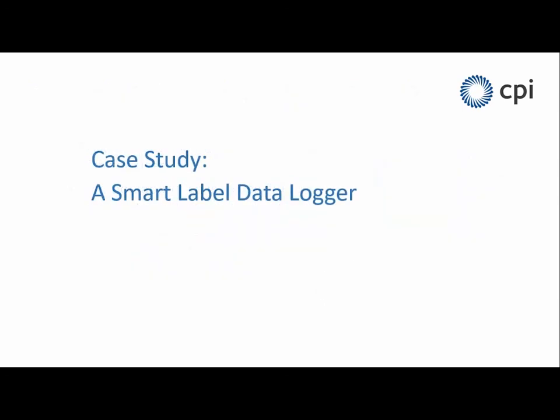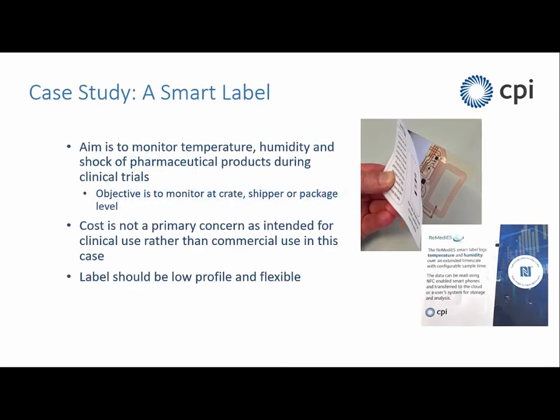So the final stage is to look at the smart label as a case study. The aim here was to produce a label that could monitor temperature and humidity of pharmaceuticals as they're shipped around, and particularly for clinical trials in this case. Cost was not a concern, which is a really nice thing to hear when you've got a product to design, because the drugs that are being shipped can be hundreds of dollars a time. And also it's a proof of concept, really.